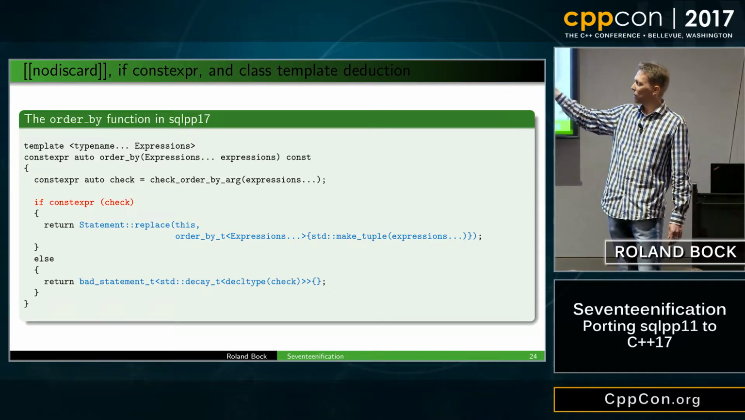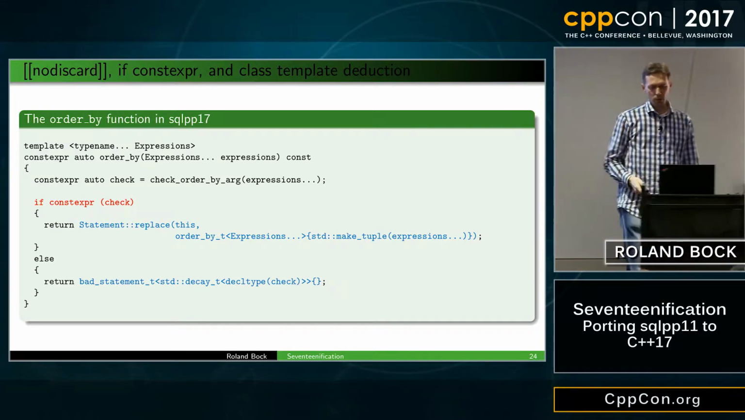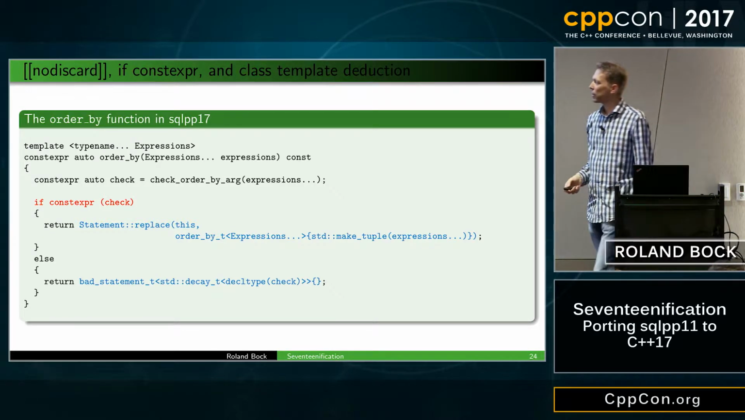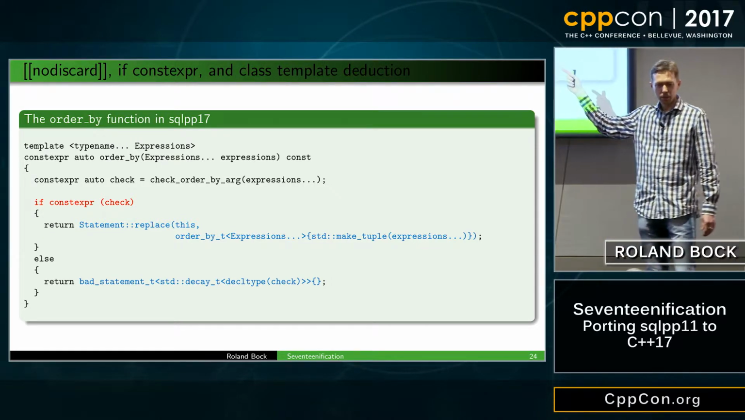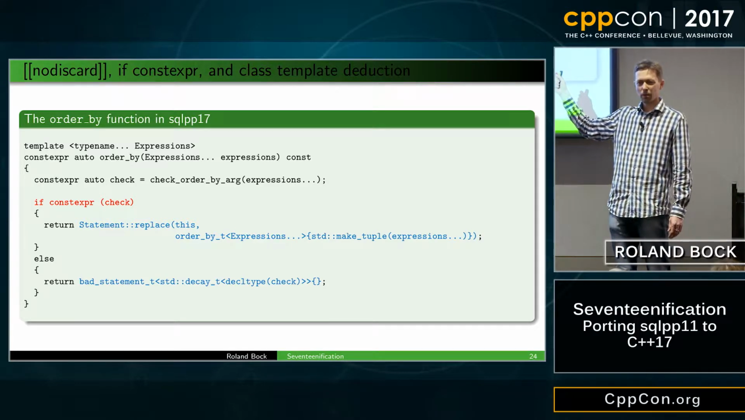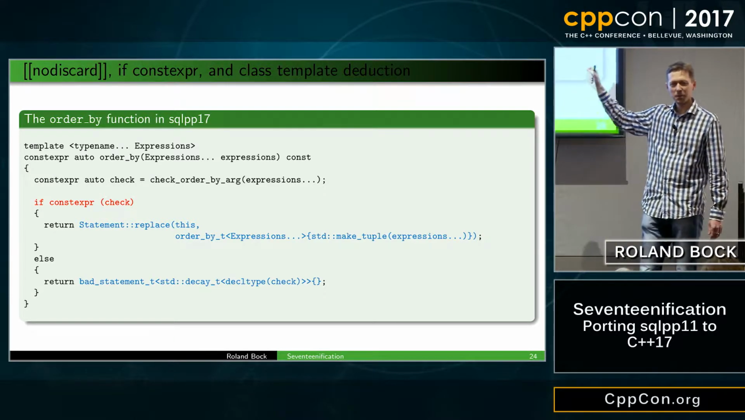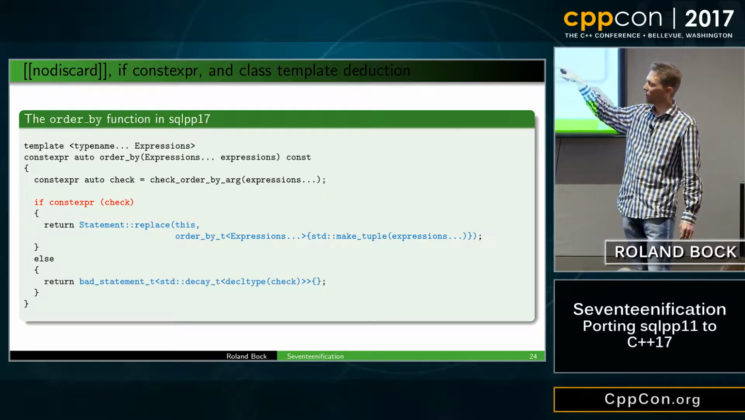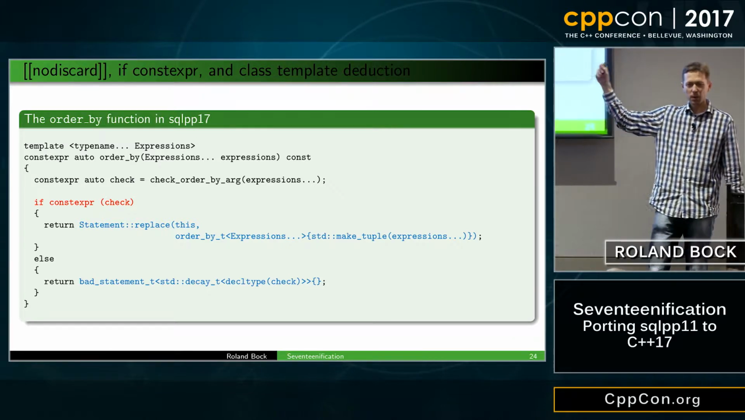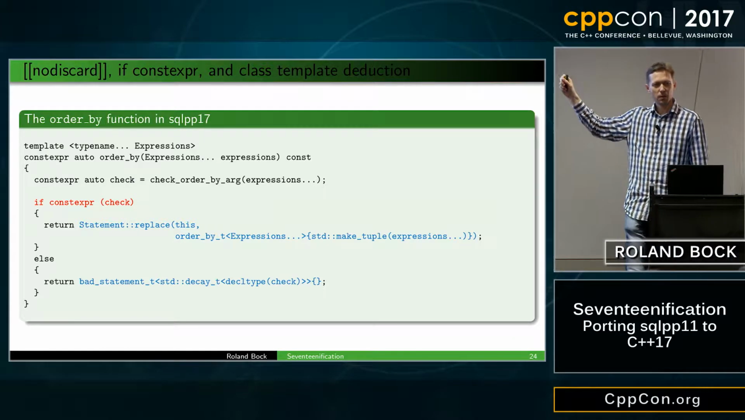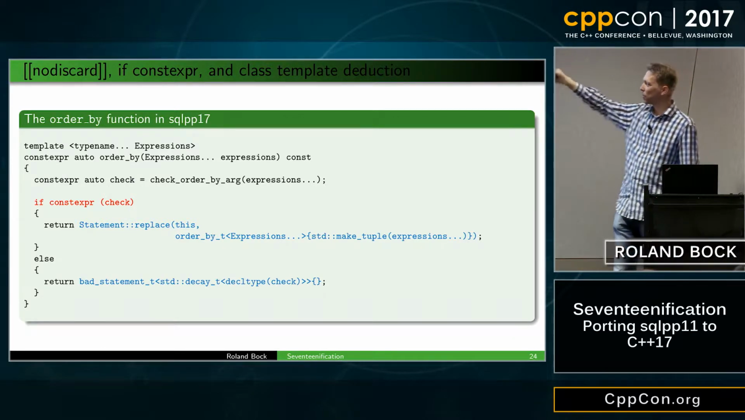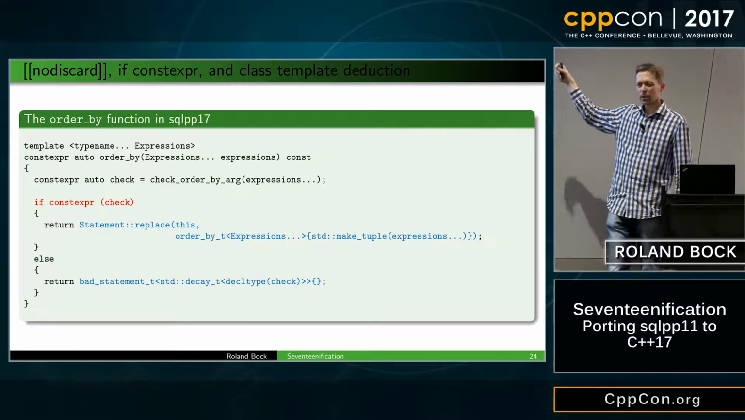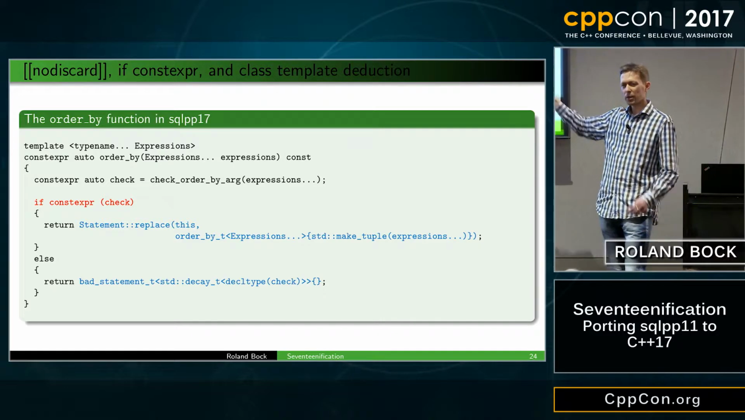And then in the good case, we basically do the same as before. We return a new statement. In the bad case, we return something else, right? That looks funny, but it works. Why does it work? Because if constexpr means that one of the blocks in the if statement, either the good case or the bad case, will be actually compiled, and the other one is pretty much ignored.